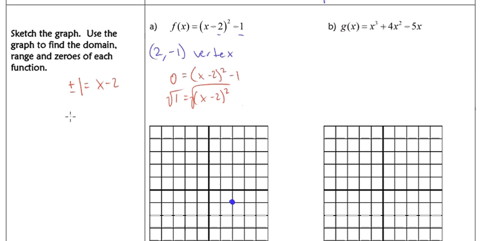Add 2 to both sides, and x is equal to 2 plus 1 and 2 minus 1. So x is equal to 3 and 1. Those are going to be our roots, (1, 0) and (3, 0). And from there, we can sketch it out. Just a rough sketch. Now we've got our graph here.